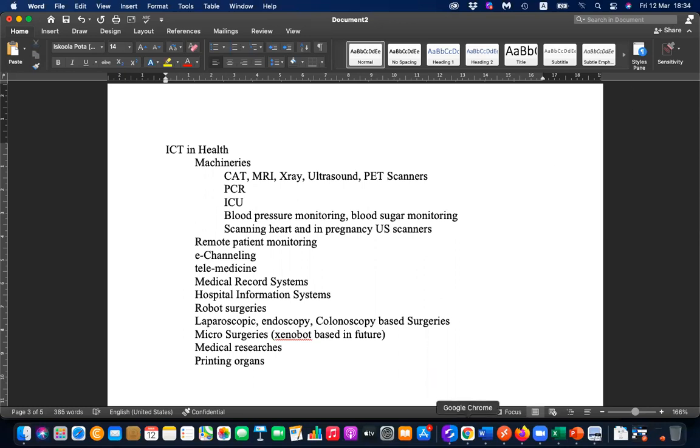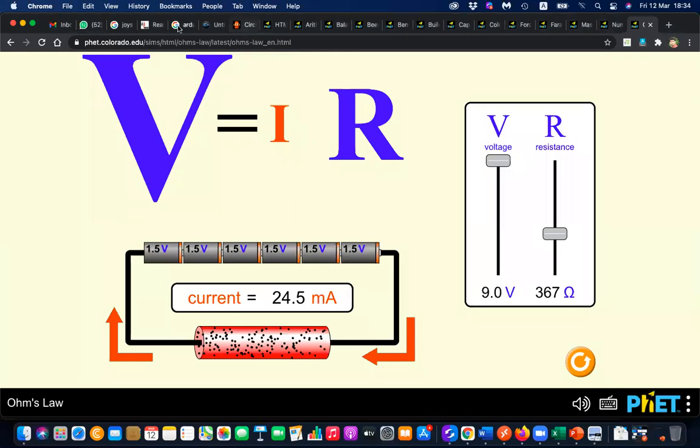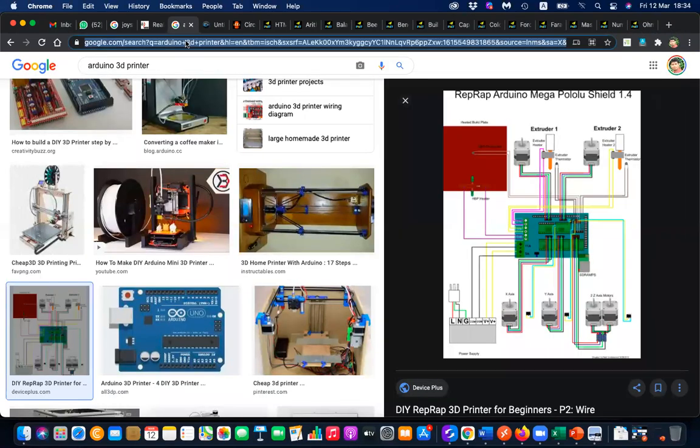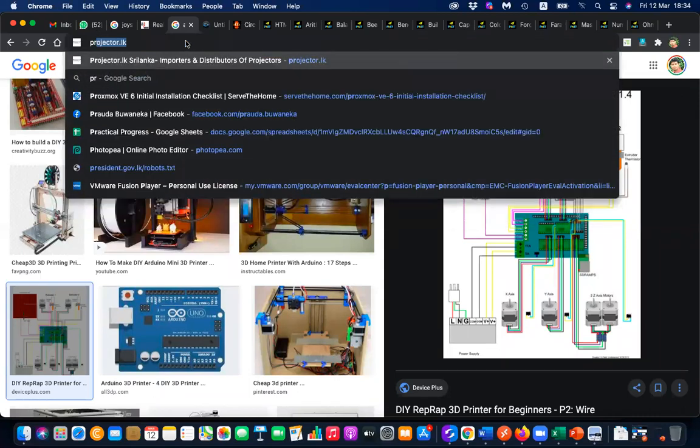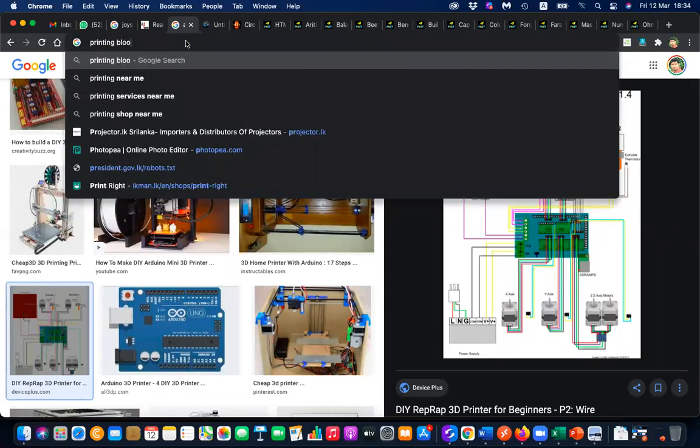You can search about this, right? You can search and learn about this. Just go and search printing blood.